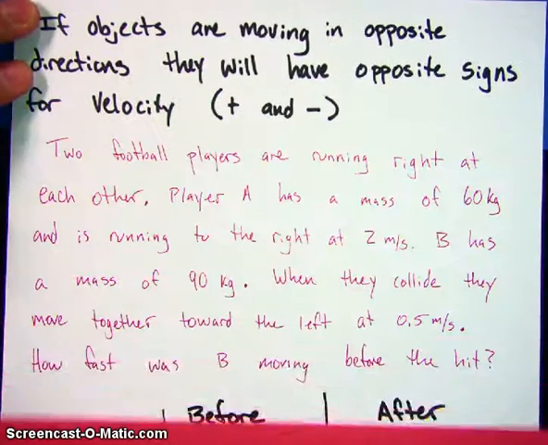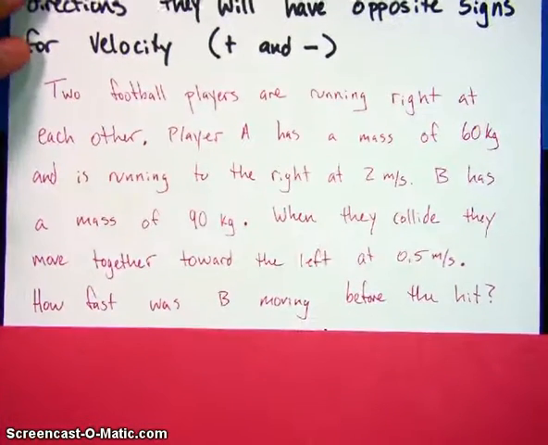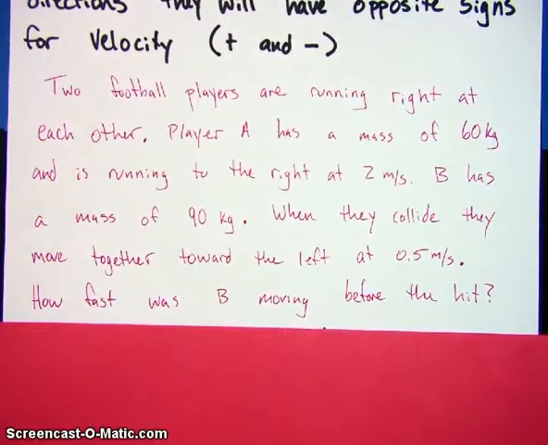So in this kind of a problem, 2 football players are running right at each other. Player A has a mass of 60 kilograms and is running to the right at 2 meters per second. Player B has a mass of 90 kilograms. When they collide, they move together toward the left at 0.5 meters per second. How fast was B moving before the hit?